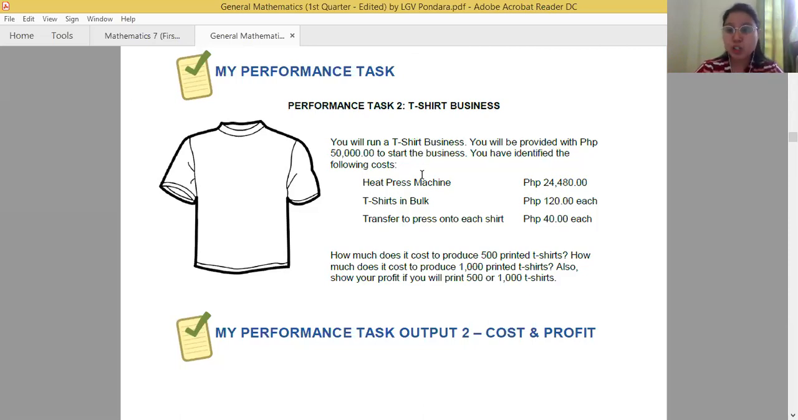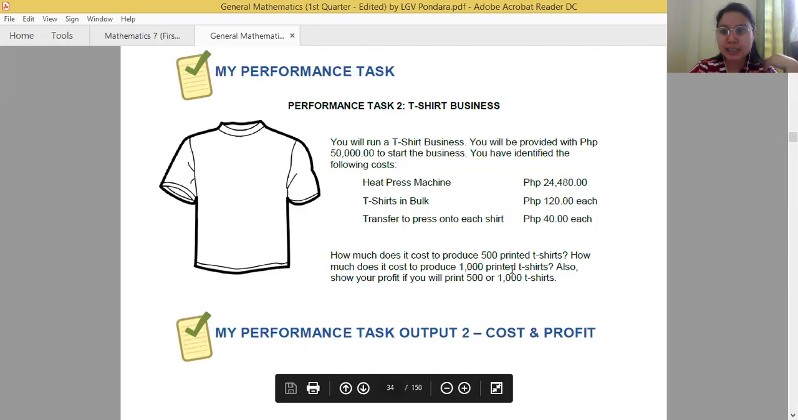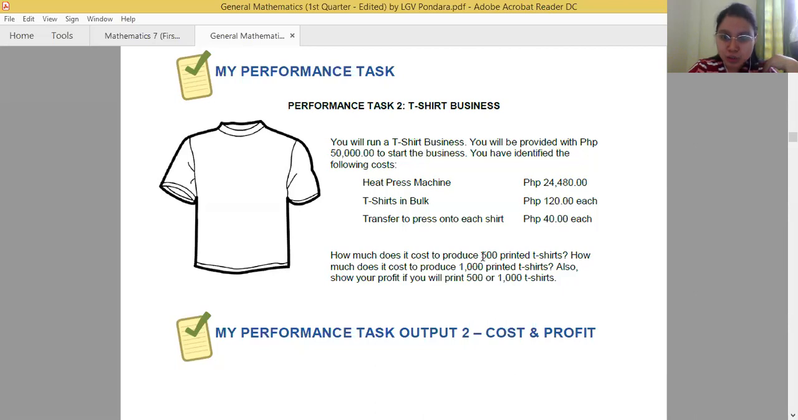Now with that price function, you need to make a formula. With that price function, you need to estimate the cost if you will produce 500 printed t-shirts. So again, based on your price function, you need to add the 500 t-shirts, make a costing. Then make a costing again. What if someone will order 1,000 printed t-shirts? How much will be the cost? Again, it's no longer 50,000. It will be more than that, since you need to check how many t-shirts you could make in 50,000.